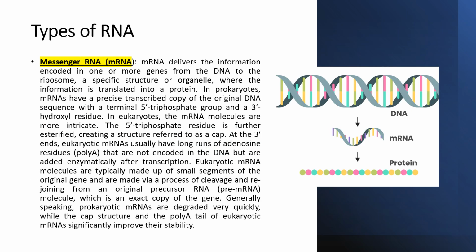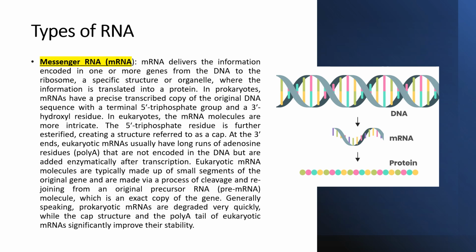Now let's take a look at the different types of RNA. Messenger RNA, or mRNA, delivers the information encoded in one or more genes from the DNA to the ribosome, a specific structure or organelle where the information is translated into a protein. In prokaryotes, messenger RNA has a precise transcribed copy of the original DNA sequence with a terminal 5-triphosphate group and a 3-hydroxyl residue.